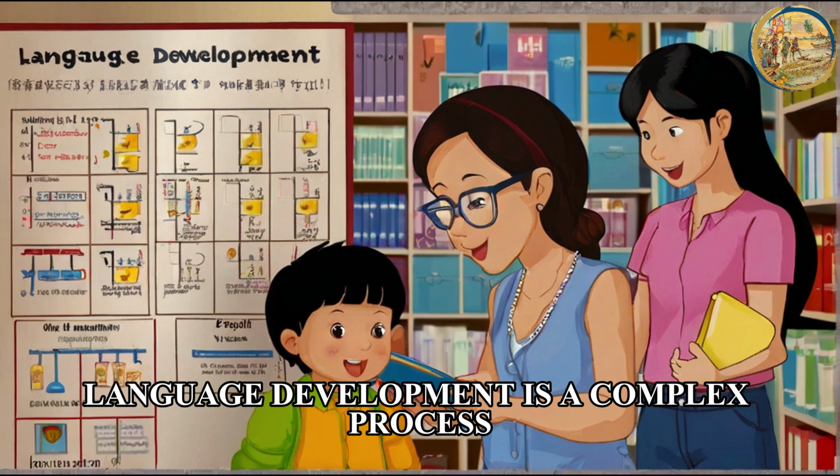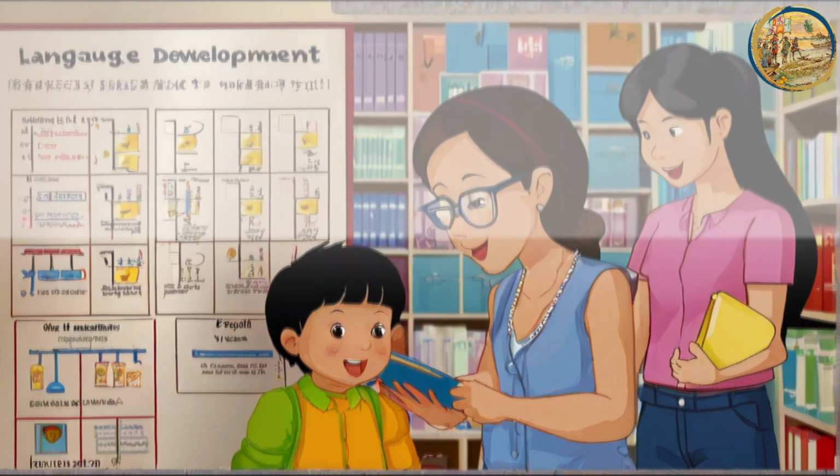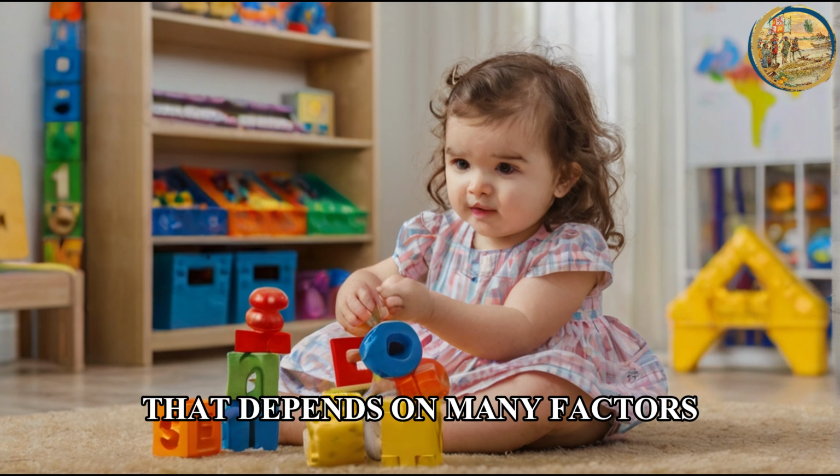Language development is a complex process that depends on many factors. Here are some of them: historical events and contact between cultures. Contact between different cultures and languages plays a key role in the evolution of languages. As a result of such contacts, words, phrases, and grammatical constructions are borrowed.